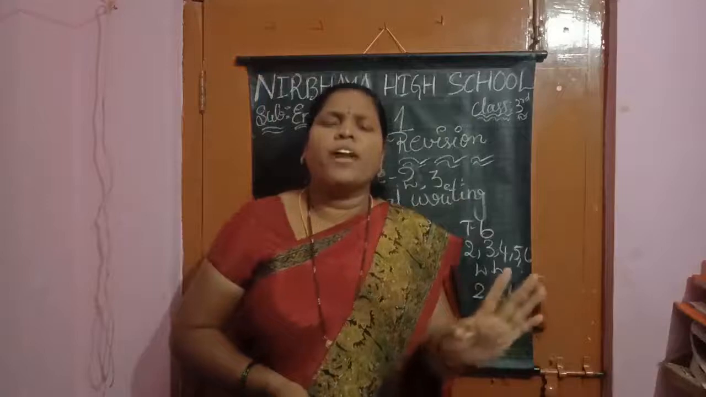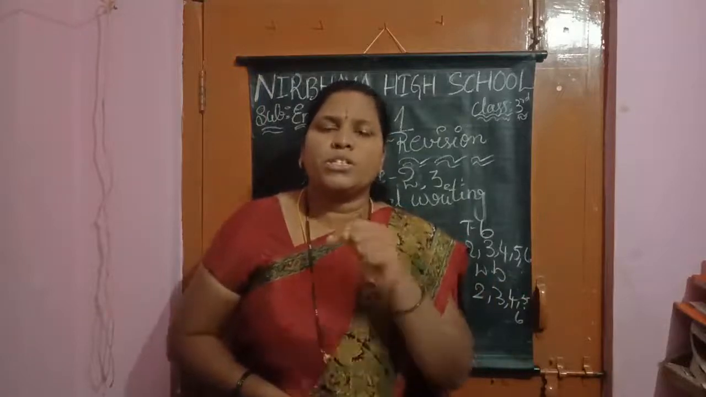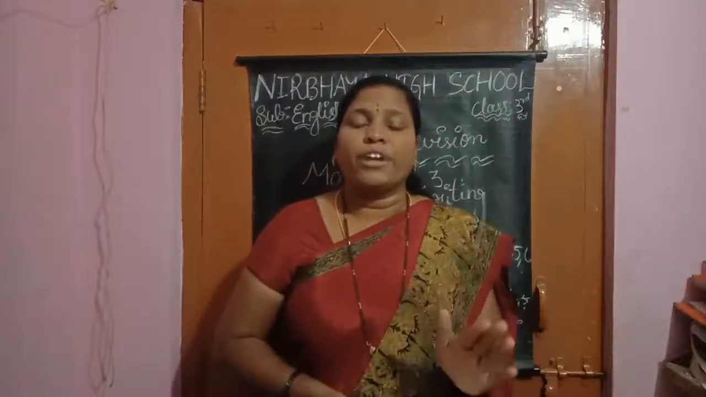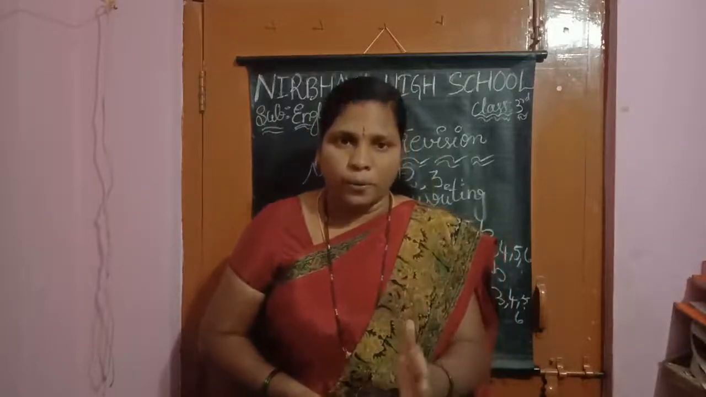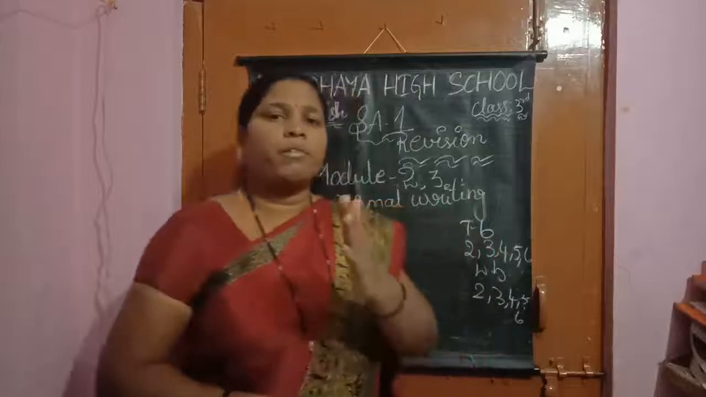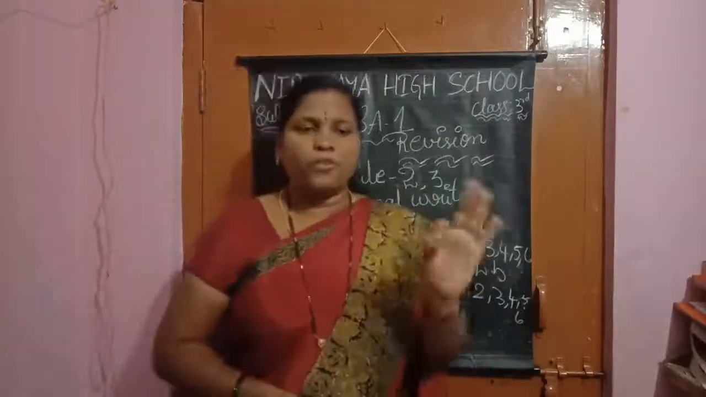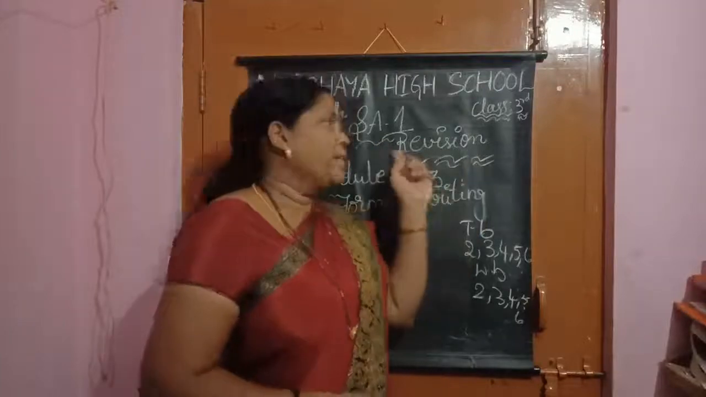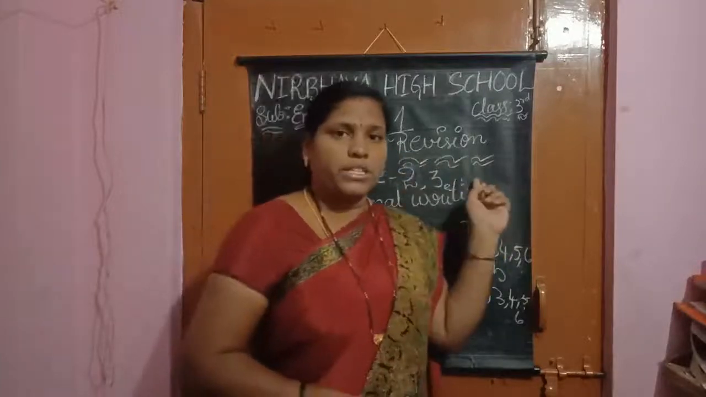Everyone, open your HW books, children. HW means, if you don't know, homework book. Everyone open your homework book. Understood? Now, start writing. Take one page, fold it and write S7 revision. Understood, children, everyone?